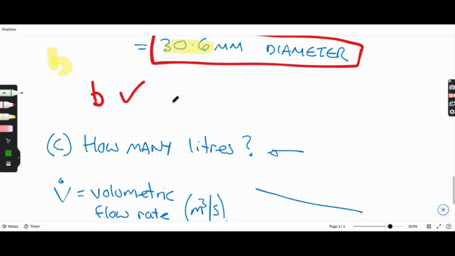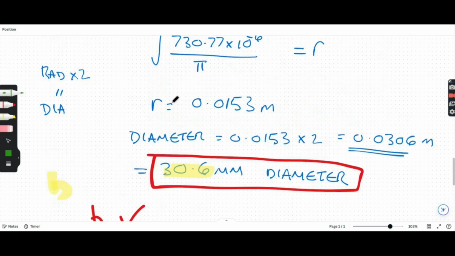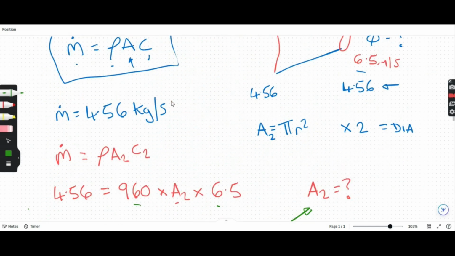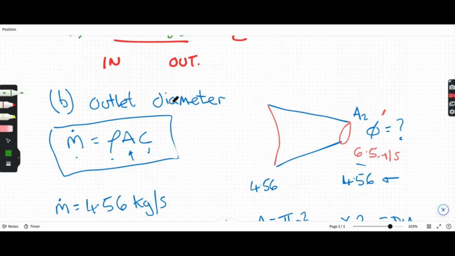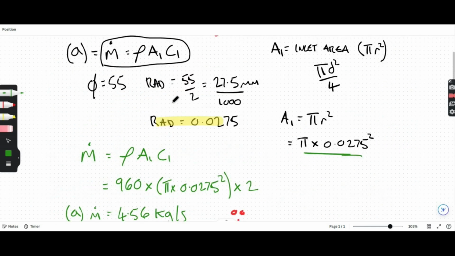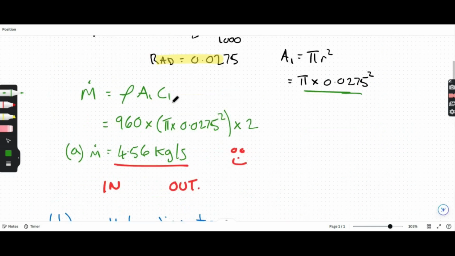So as long as you use inlet area and inlet speed, right? I'm going to use A1, because I know A1. There's my A1 here, that number there. I haven't worked it out in this one, I've just put the whole number in. Saves rounding up. So I know what my A1 is.